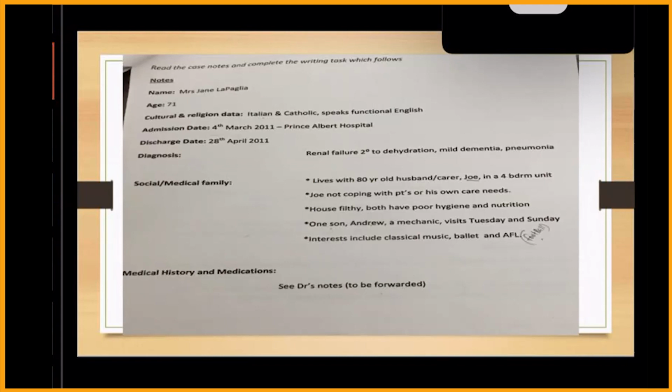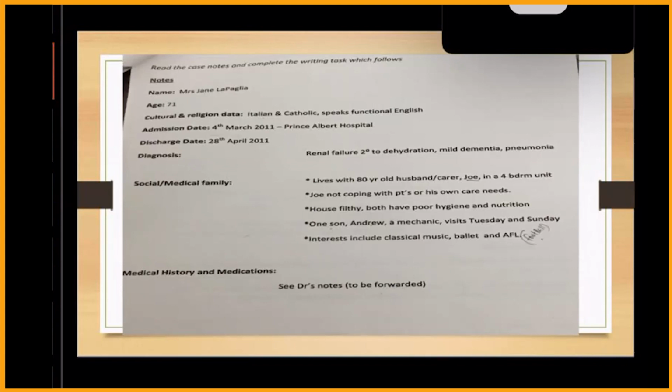Diagnosis: renal failure secondary to dehydration, which means due to dehydration, mild dementia, then pneumonia. Social medical family: this Jane Pagila lives with an 80-year-old husband, who is also her carer. Her husband's name is Joe, and they live together in a 4-bedroom unit. Joe not coping, meaning not adjusting with the patient's or his own care needs.